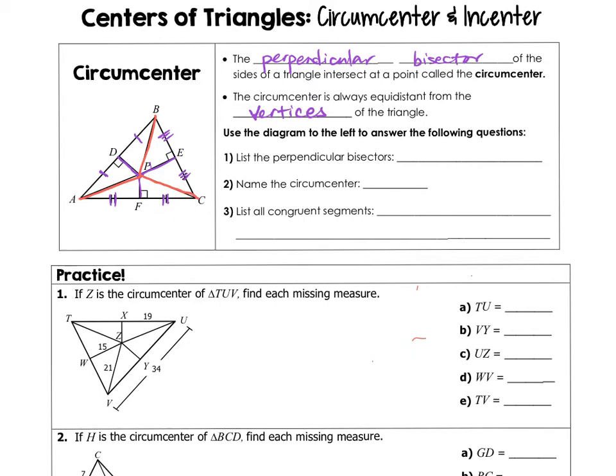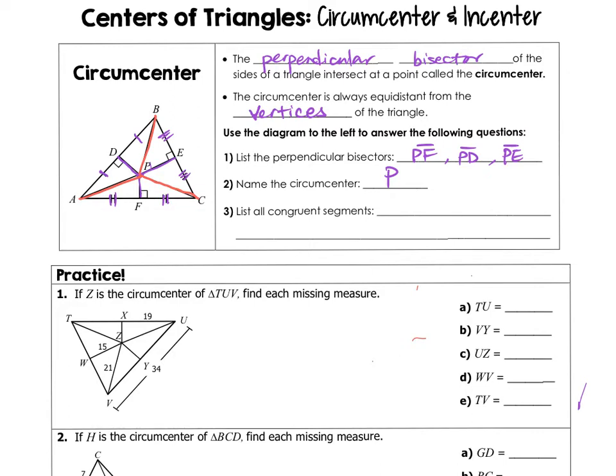Okay, so let's look at the one below. List the perpendicular bisectors. As we mentioned, we have PF, we have PD, and then we have PE. The name of the circumcenter is P, and we're also asked to list all congruent segments.